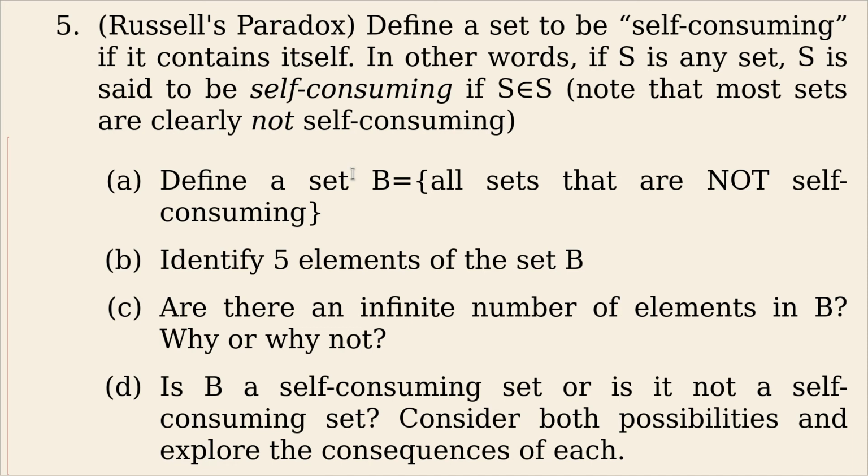If you had to do this for the rest of eternity, could you keep naming sets that aren't contained in themselves? Yeah, you definitely could. The periodic table itself would be another example. So are there an infinite number of elements in B? Yeah. Okay, so now think about question D.